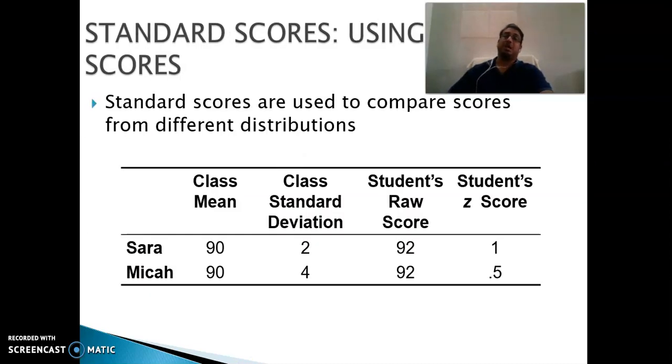Standard scores are used to compare scores from different distributions, like for example the class mean. Sarah 90, Mika 90. How do you read this name, Mika?